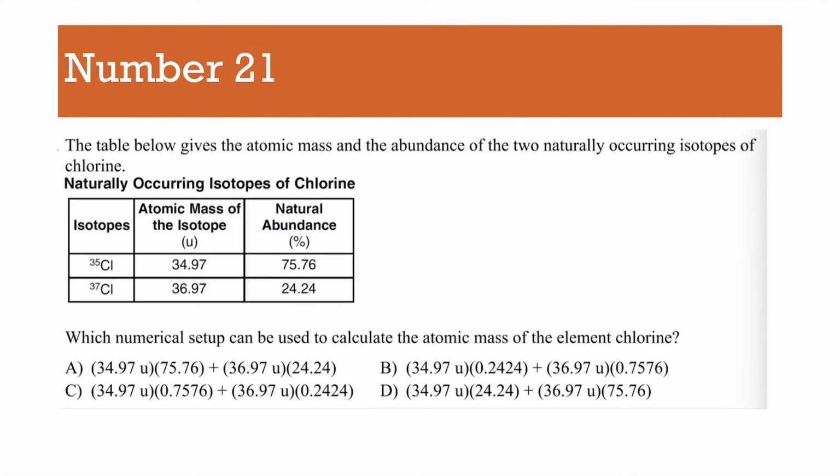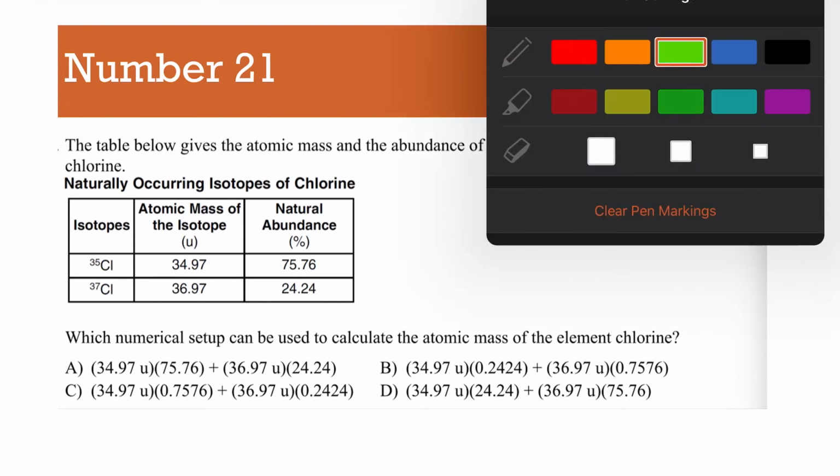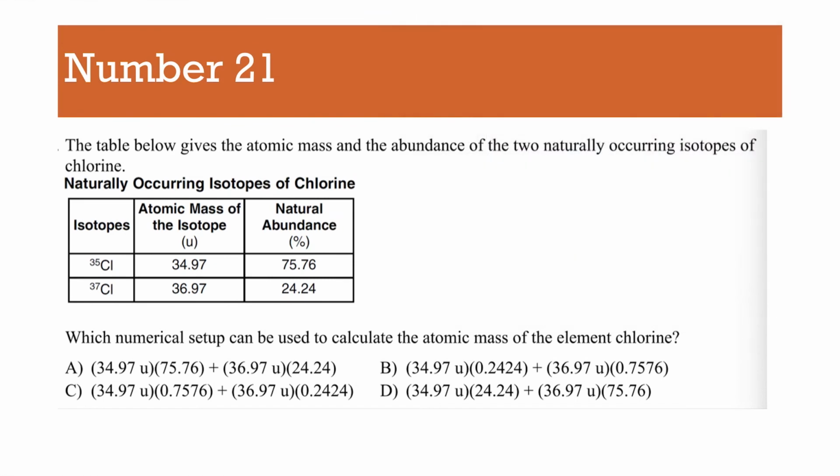Number 21 says the table below gives the atomic mass and the abundance of 2 naturally occurring isotopes of chlorine. So the trick we used in the previous question, just looking for the answer that looked correct, cannot work because all of these look pretty similar. But we can use it to get rid of some of the answers. So again, your percent, nothing is being divided by 100.